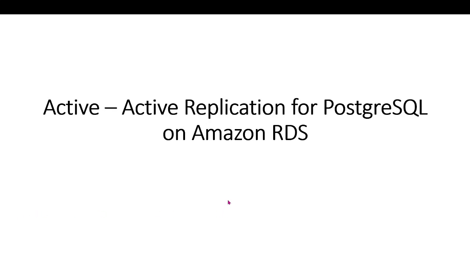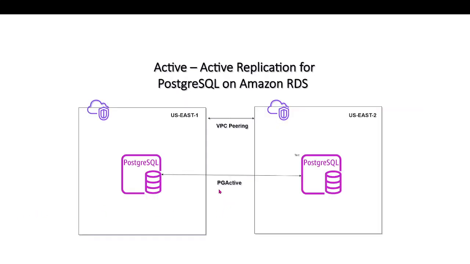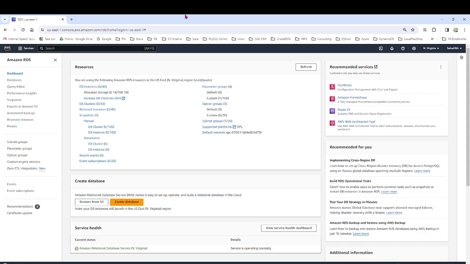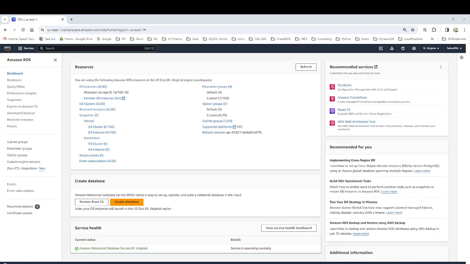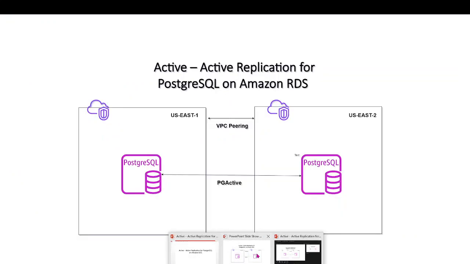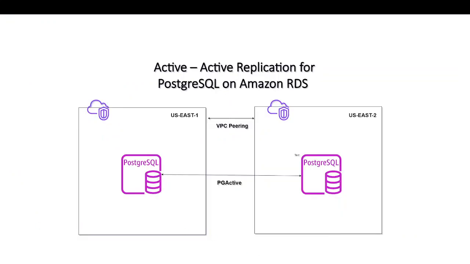So let's see the architecture. This is a simple architecture we prepared for active replication. We just need a pgactive extension, which will help us to create the setup. Let me explain one by one. Let me show you the slides.